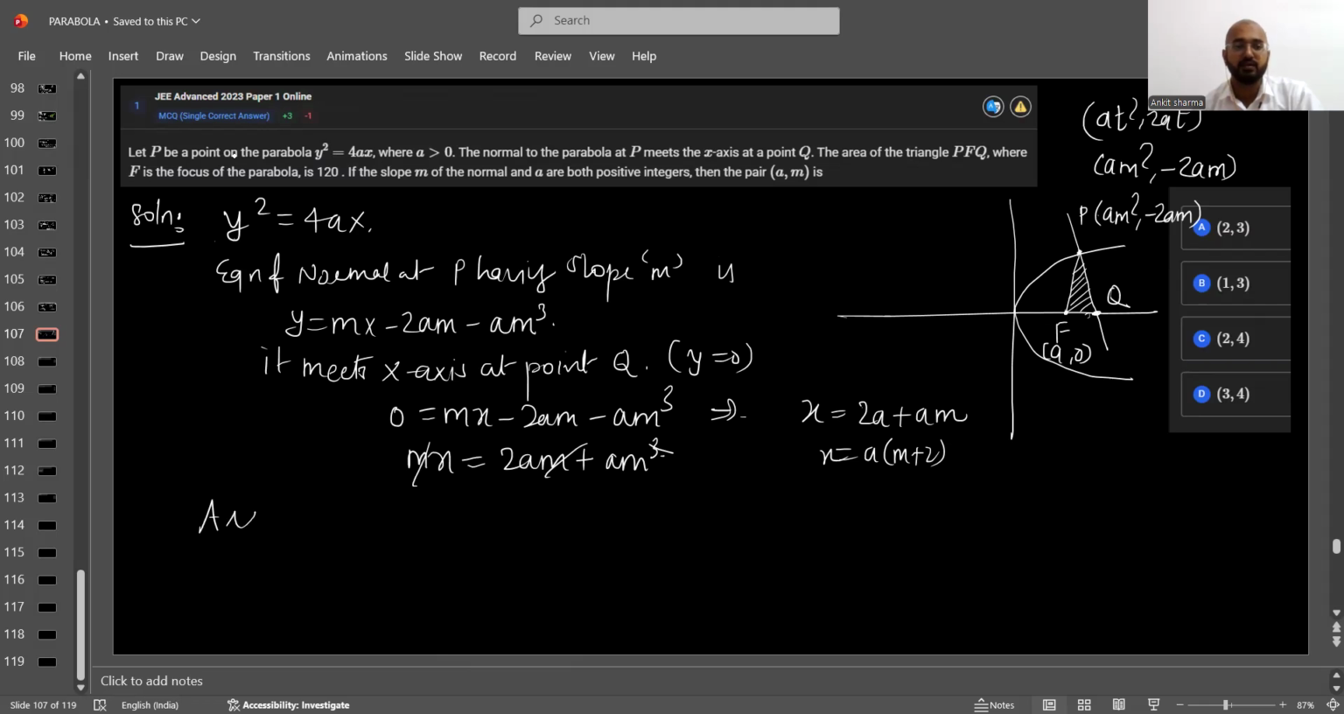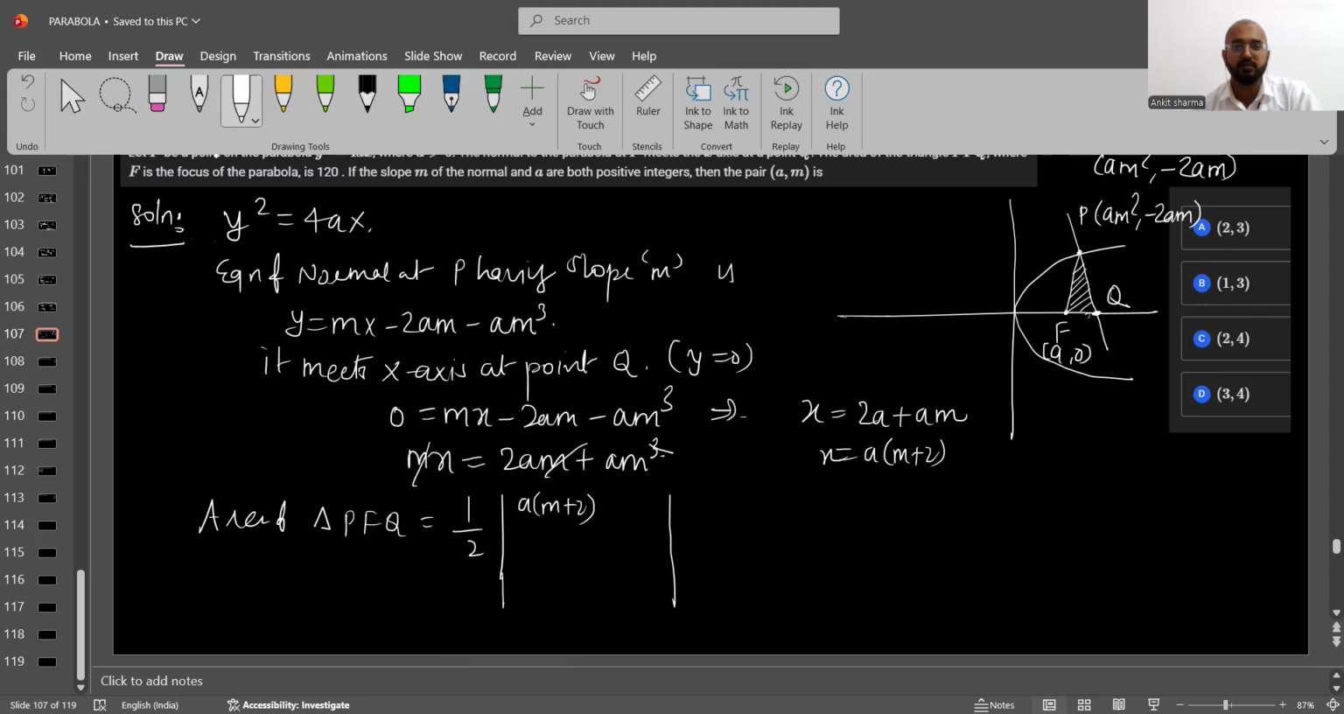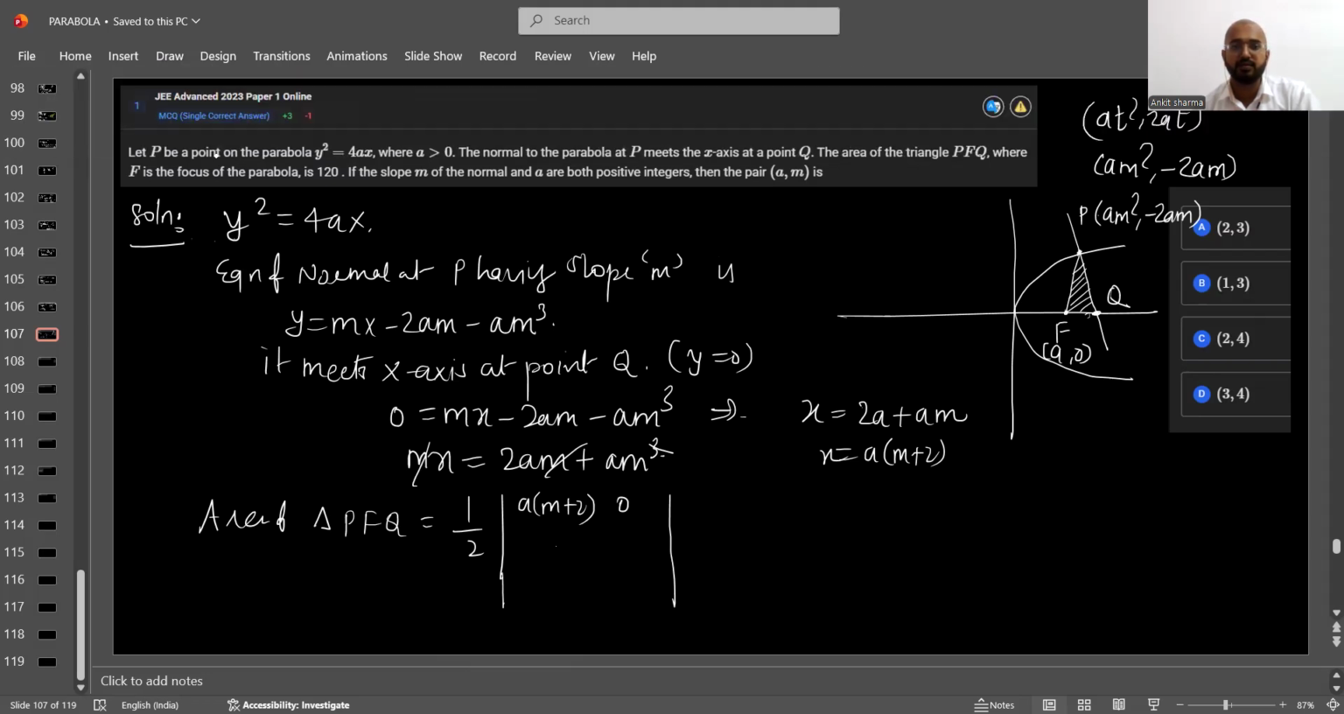So area of triangle PFQ is equal to half of the determinant. Now I have all the coordinates, so I'm just going to plug in here. So the coordinates are basically, we're going to write it here. This is a times (m squared plus 2) here, and the second point is 0. And then also F is going to be what here? This is a, this is 0. And this point is am squared comma minus 2am. And here it is 1, 1, 1.